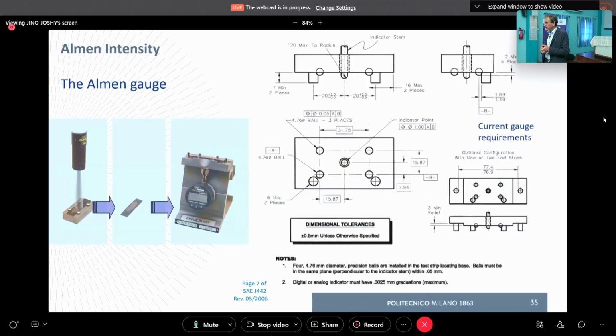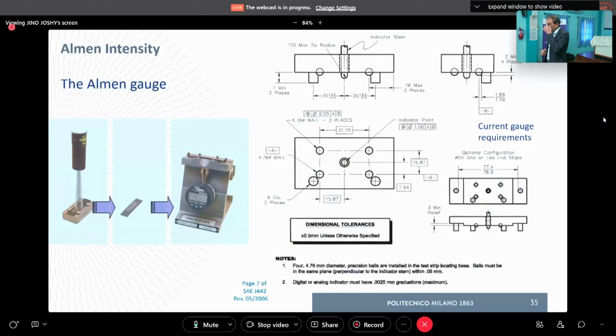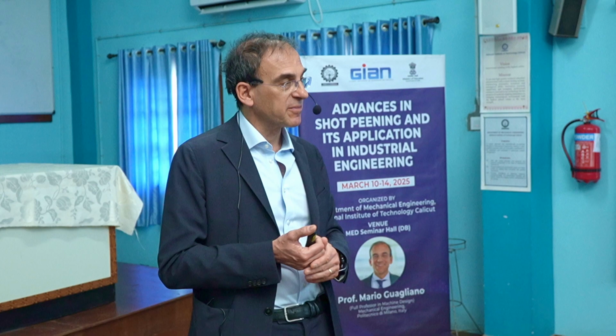Now these instruments are digital, but analogic ones are still used. Anyway, no problem, there is no real difference in the accuracy of the measurement we can use. It's important that the holder is well designed and well done in terms of tolerances, because in this case the tolerances can play a role in the final accuracy of the measurement.